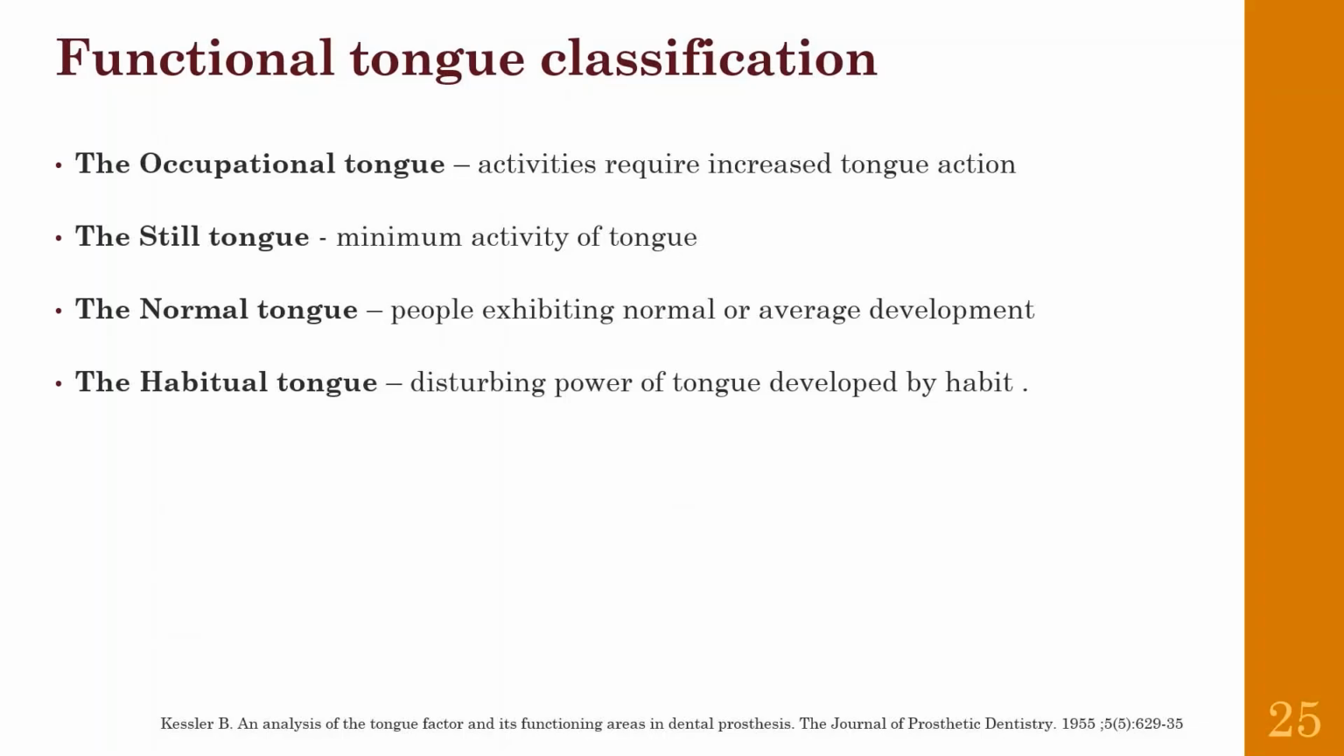The functional tongue classification. The occupational tongue performs activities that require increased tongue action. Occupational tongue implies the organ has developed greater range of power movement. Examples are those in teachers, jurists, and musicians. Passive tongue has limited activity because of injury or deformity. Normal tongue exists between these two extremes. Habitual tongue, disturbing power movement, is developed by habit. Example, arching of tongue to help retain dentures.